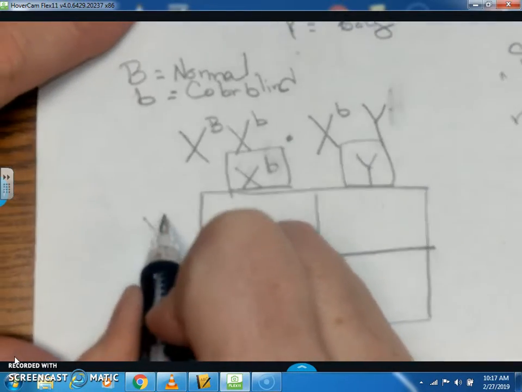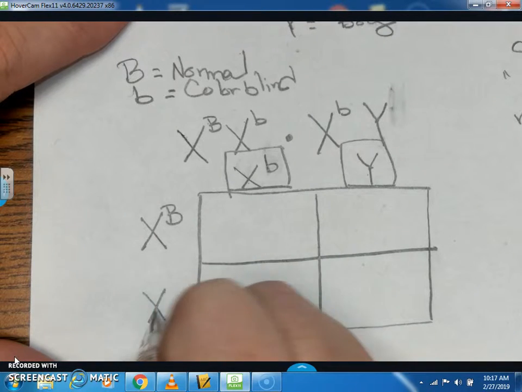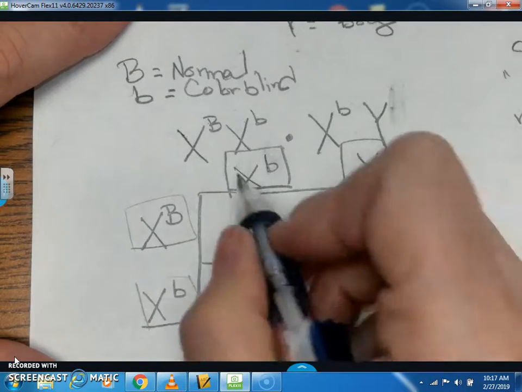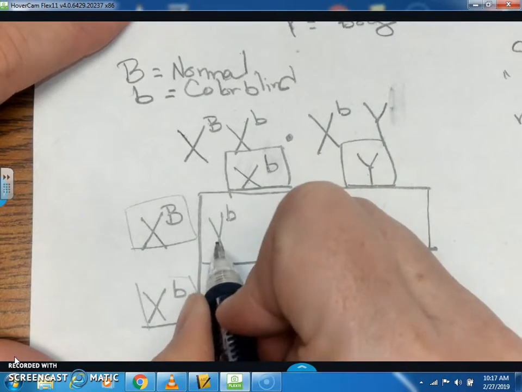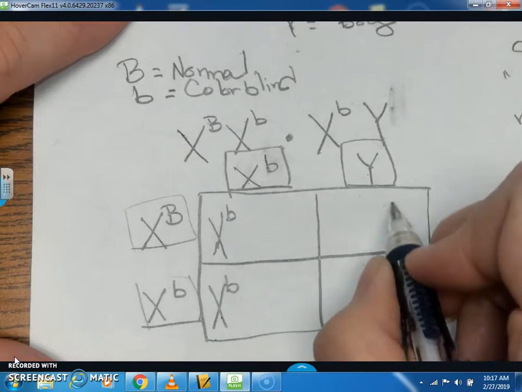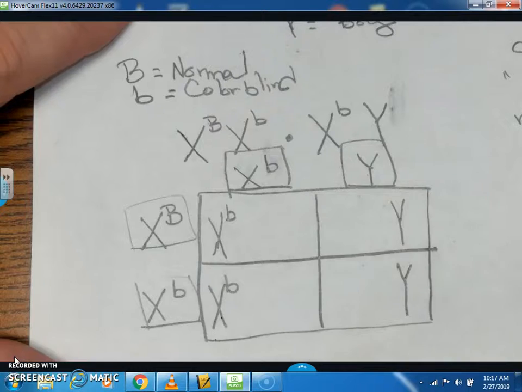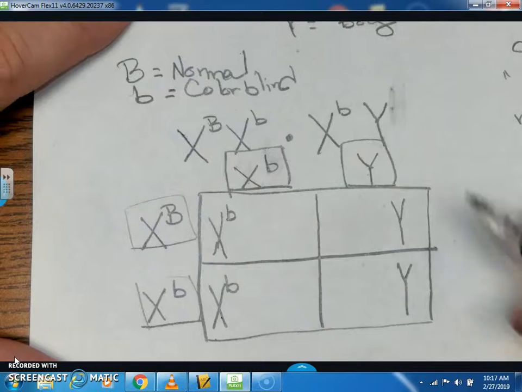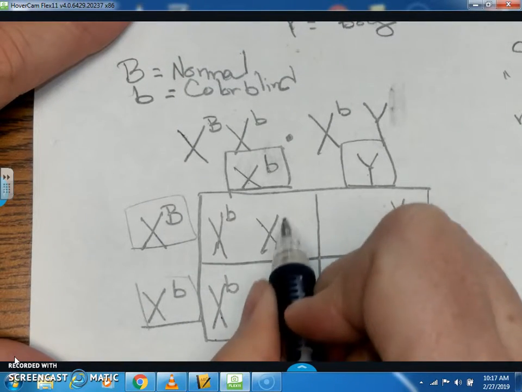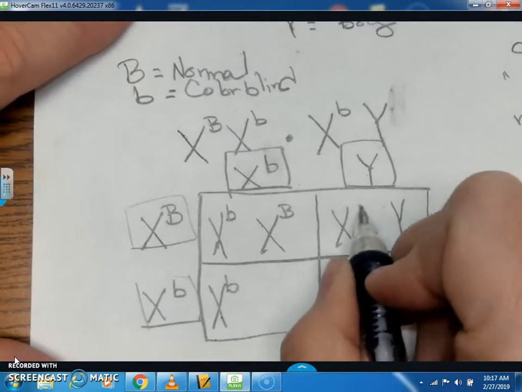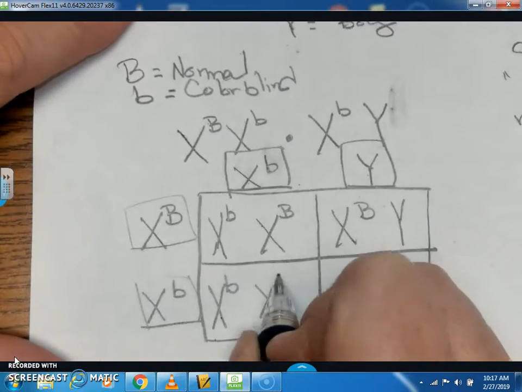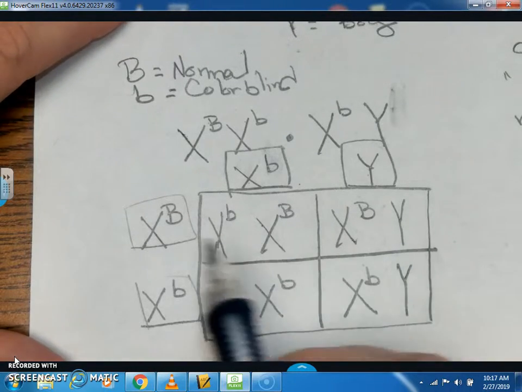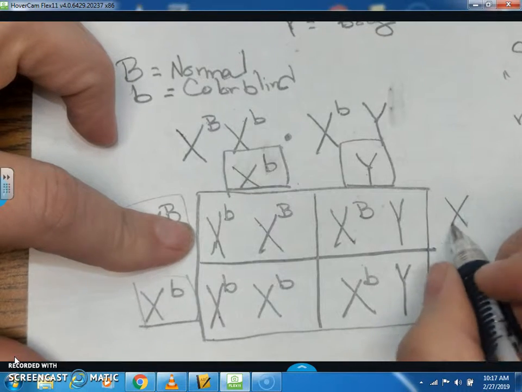And then over here, we'll have the mom. And this is one egg. And this is one egg. So now let's bring them down just like normal. X little b, X little b, Y, Y. So you can already see they have a 50-50 shot at having a boy and a girl. So now let's bring this over, and bring this over, and this over, and this over. So out of our cross, we have one that looks like this.